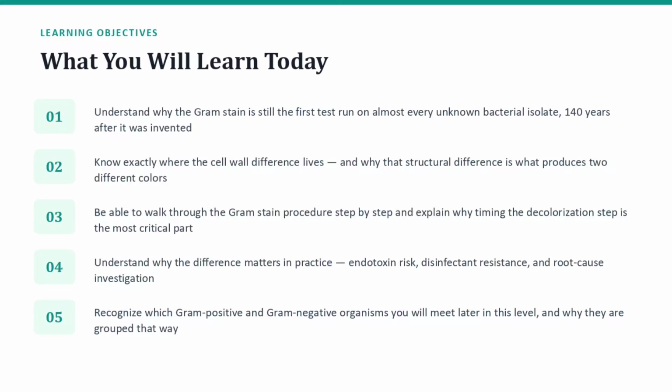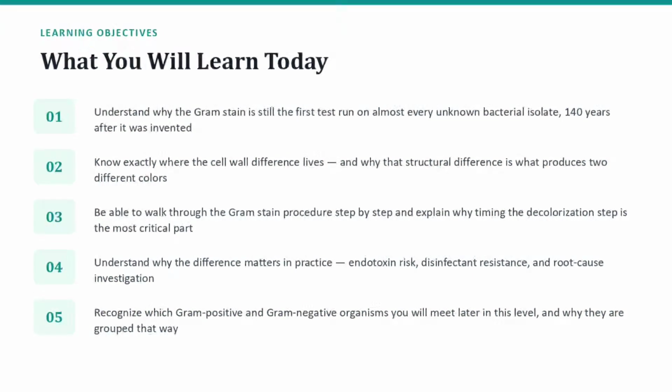Here is what we will cover today. Number 1. You will understand why the Gram stain is still the first test run on almost every unknown bacterial isolate, 140 years after it was invented. Number 2. You will know exactly where the cell wall difference lies, and why that structural difference is what produces two different colors under the microscope.